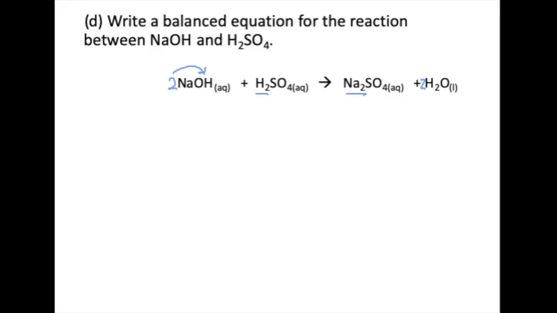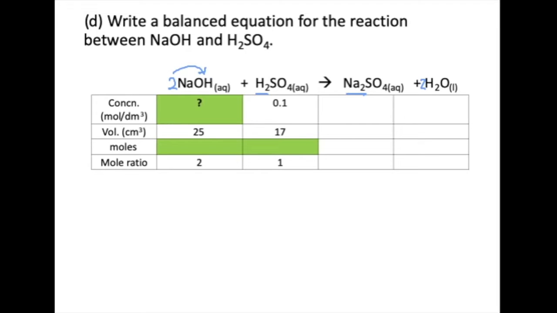Now the next question, part E, asks us to calculate the number of moles of sulfuric acid used in the reaction. To actually do this, we're going to use a table. You can always ask for additional paper so you can do this working out. The purpose of this table is that it gives you a breakdown of everything that you already have for the question and everything that you will need. It gives you an idea of where you're going.